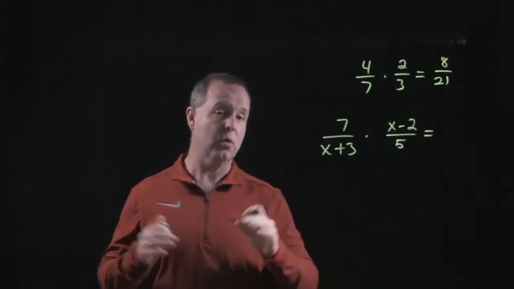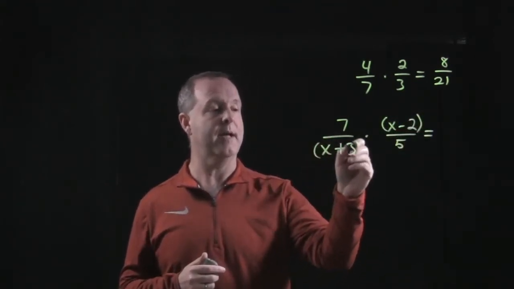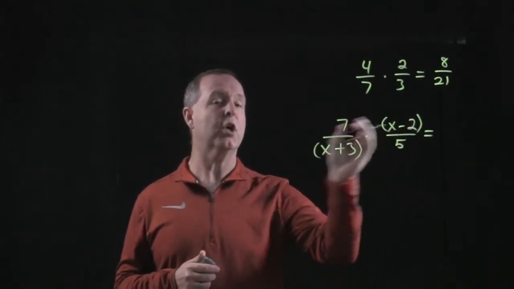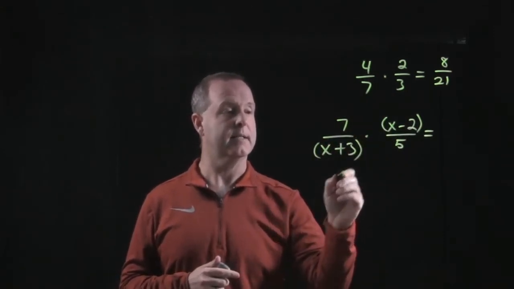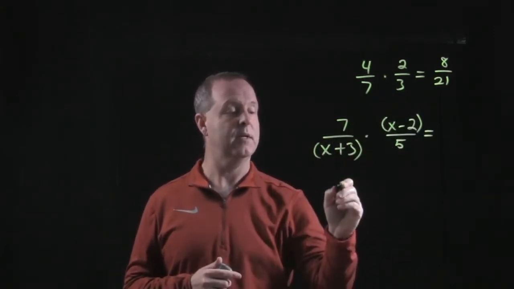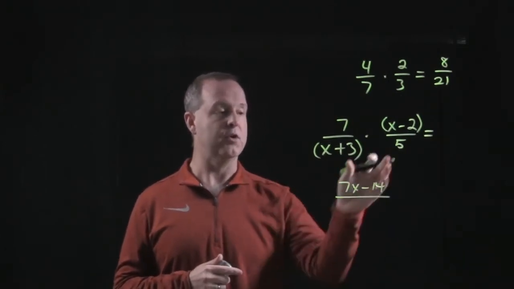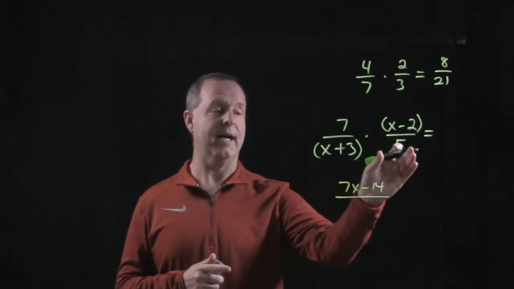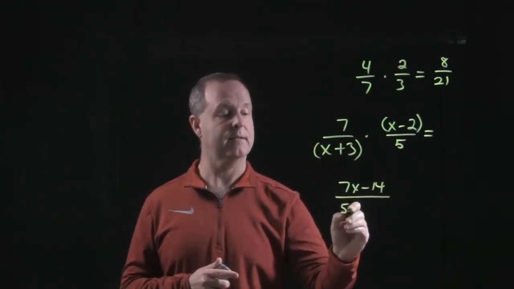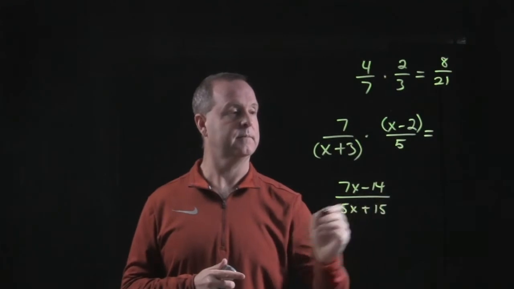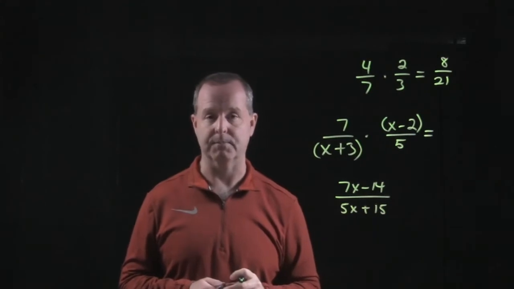And with polynomials, we have to be careful and understand that these polynomials are all part of their own summations. So it's this entire term, x minus 2. So 7 times x minus 2 is distribute the 7 across the x and the 2, becomes 7x minus 14. The denominator, x plus 3 times the 5. 5 gets distributed across both terms, so it's 5x plus 15. And there is my product of multiplying those two rational expressions.